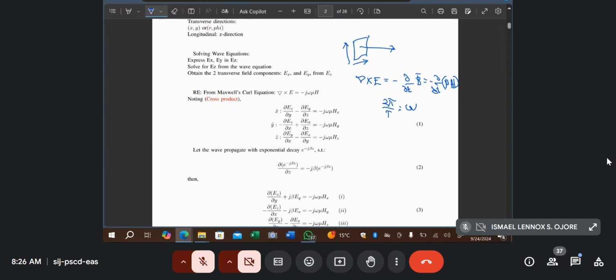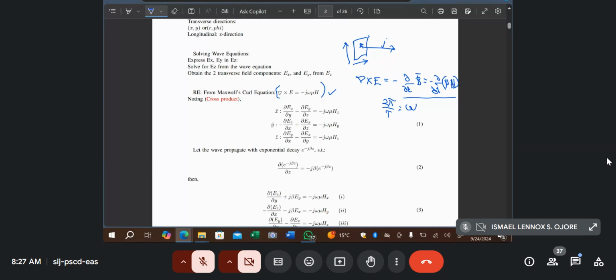So it's 90 degrees, which you can express as j. So that's why we're saying now, if you have the cross product, curl of E is equal to minus dB over dt, partial for all the directions. So it means then we can write this here as minus j omega mu H.